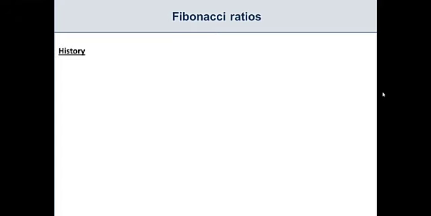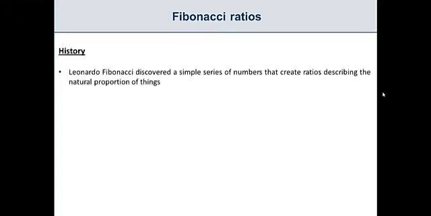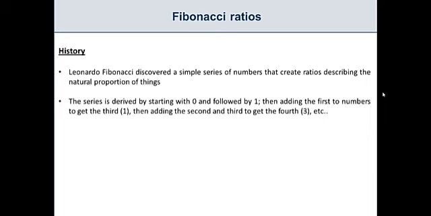First of all, a little bit of history about Fibonacci ratios. Leonardo Fibonacci discovered a simple series of numbers that create ratios describing the natural proportion of things. The series is derived by starting with 0 and followed by 1, then adding the first two numbers to get the third. So he added 0 and 1 and he got 1. The third number of the series is 1. Then he added the second number and third number to get the fourth number, which is 2, etc.